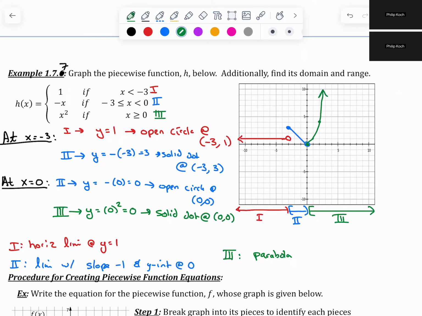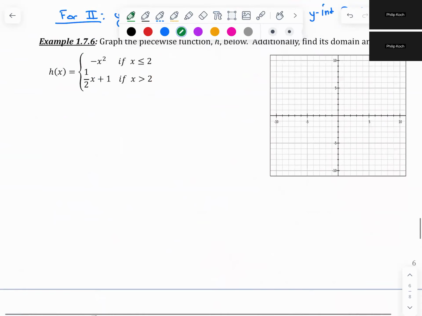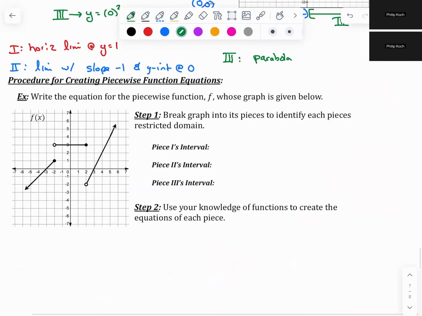Okay. And so maybe when we get back on Monday, we'll do this example, but we'll finish off with this one. So you can also work backwards. You can be given the graph and create the function. And so it's a similar process. It's just kind of undoing what you just did. So we're given the graph and we need to create the equation for f.